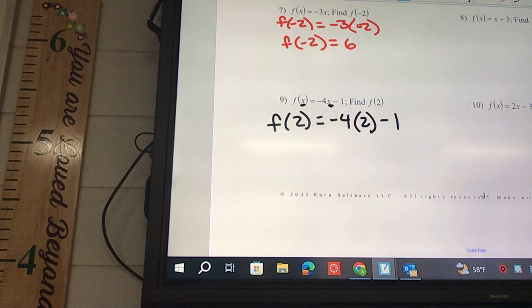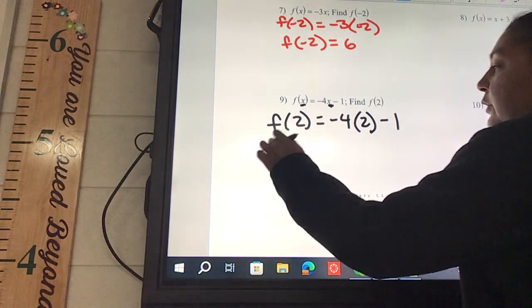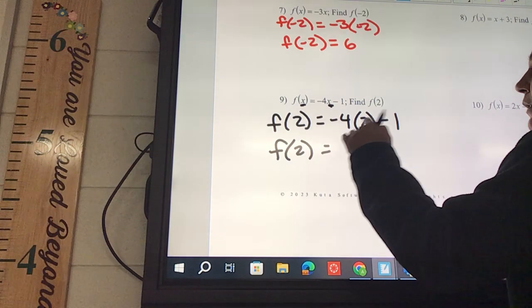Put them in your pocket. Okay, and what is that? F of 2 is what? -9.